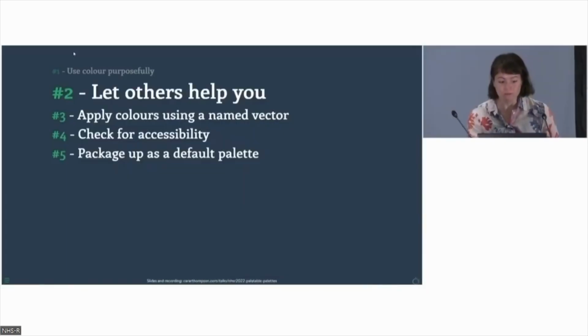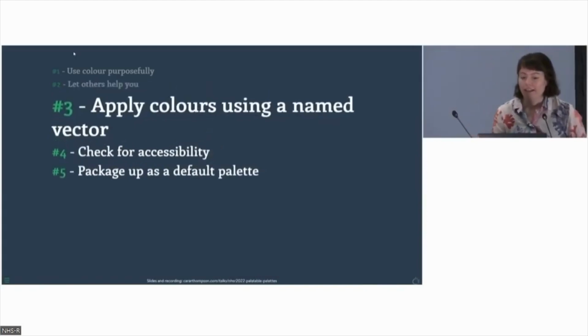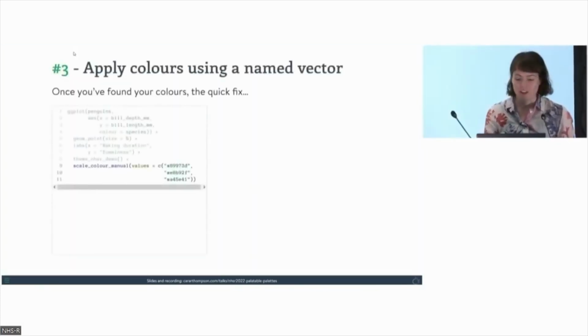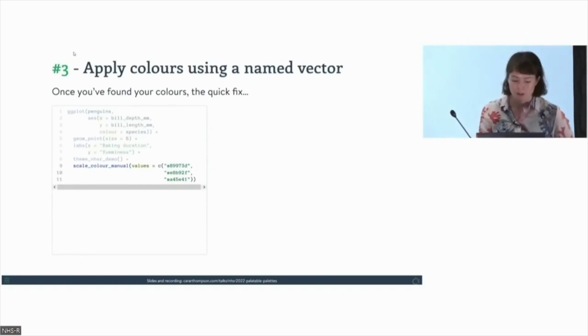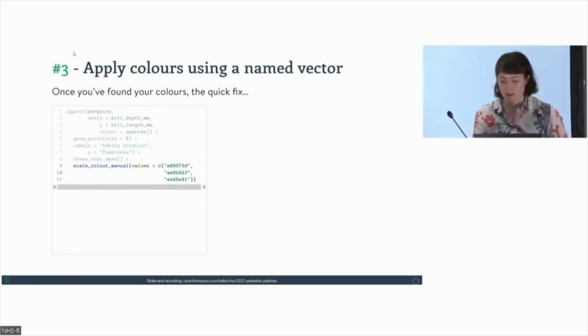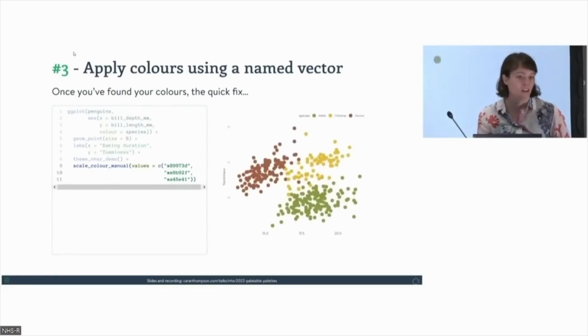Tip number 3, apply your colours using a named vector. This is one of these coding gotchas that you fall into if you're not careful. So let's have a look at a basic version of our banana penguins plot. And here the easy fix, the quick fix, is to just plug your colour values into scale_colour_manual. Brilliant. There we go, we've got our colours in.